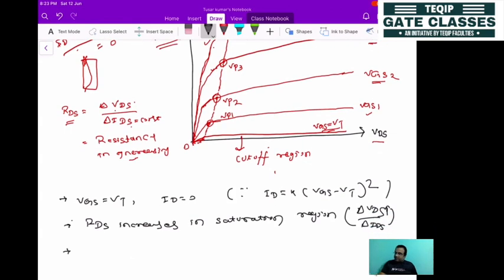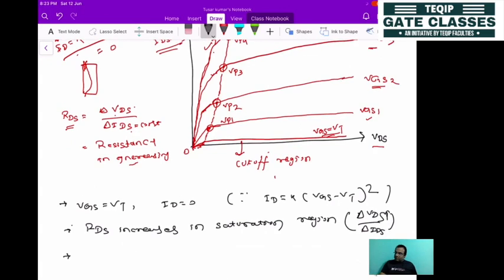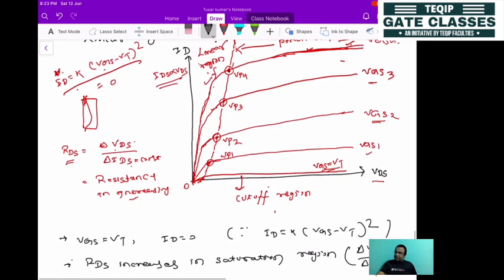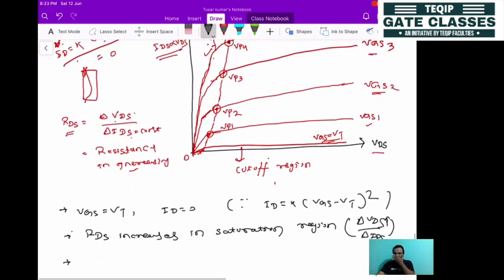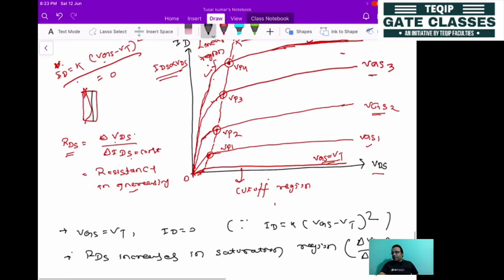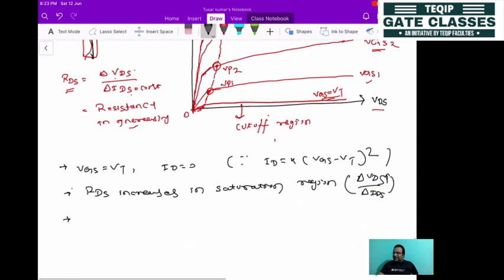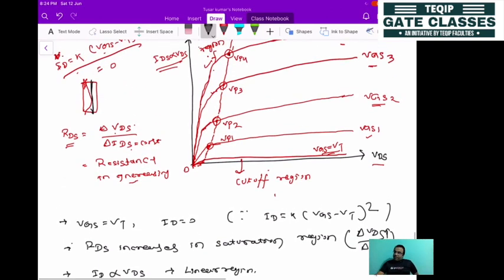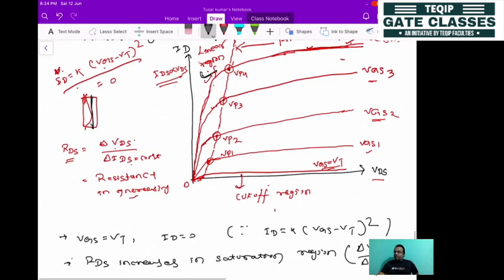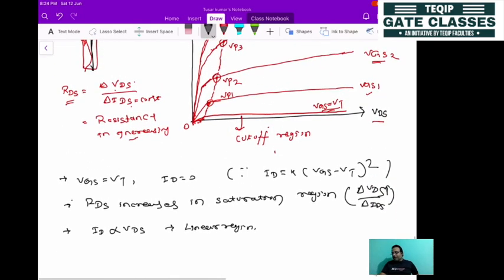Third thing you can write down here. Before the pinch-off voltage, where you have a wider channel, your ID is proportional to VDS. That corresponds to the linear region. So you will be operating the thyristor in the linear region for switching action. Not the thyristor, sorry, the MOSFET.